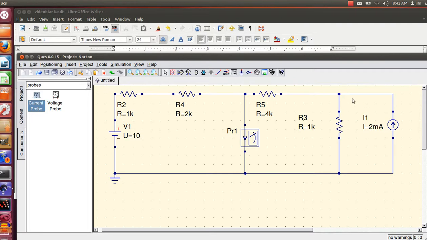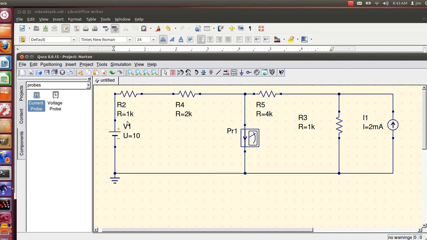I took the current going into this point is equal to 2 milliamps, and I said it had to be the current that was going through the 4K resistor R5 and the 1K resistor R3. So this current splits into two. So 2 milliamps is this current plus this current.